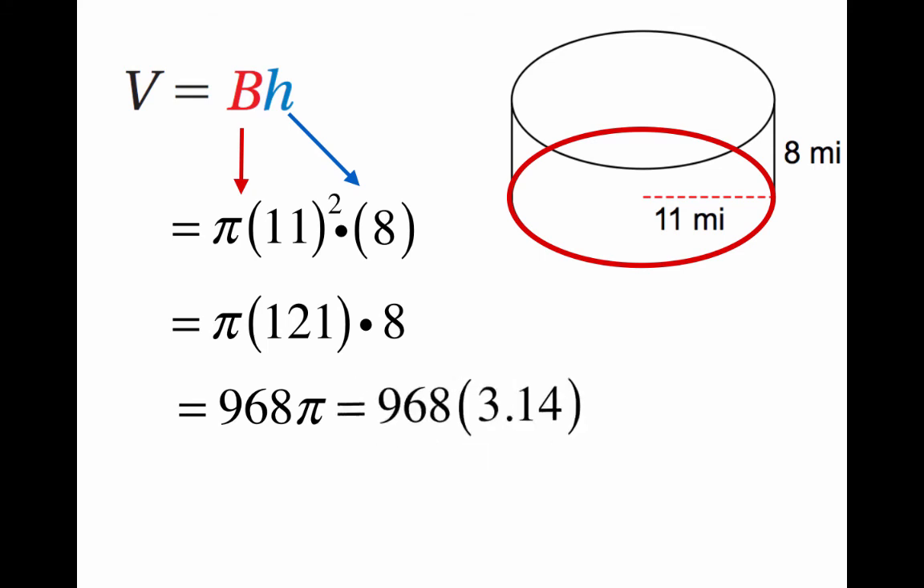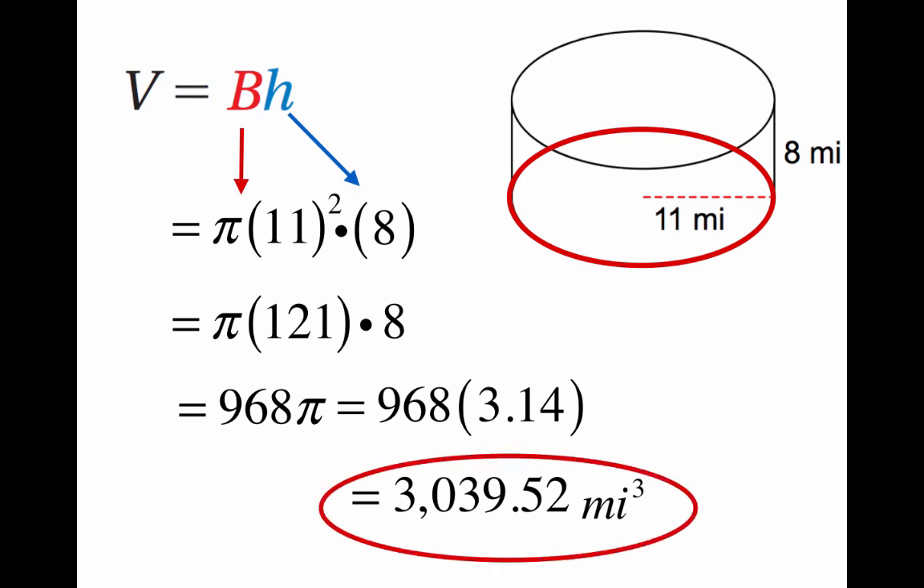But I do. I'm going to do 968 times 3.14. I'm going to get a big number here. 3,039.52. Wow, and that's in miles, cubic miles. This thing is huge. Probably some sort of underground center. I'm going to circle my answer here. 3,039.52 miles cubed, and I hope that you got the same thing as me.